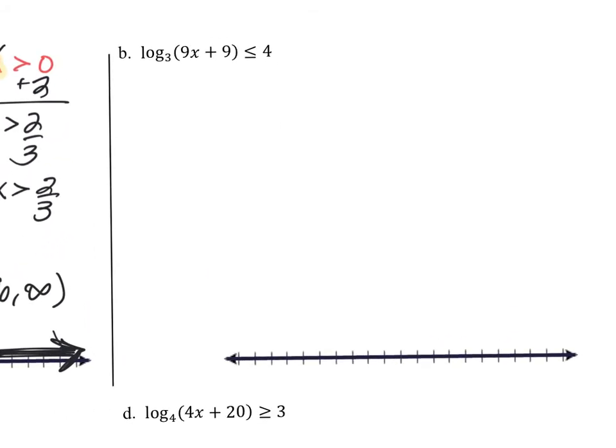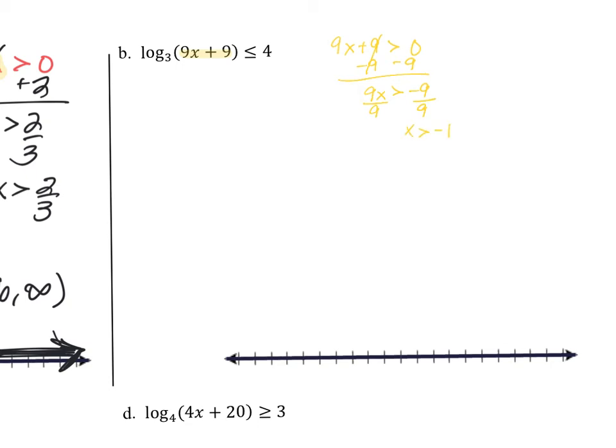If I have log base 3 of 9x plus 9 is less than or equal to 4. Well, let's do the inside first. We know that the inside cannot be less than 0. So I have 9x plus 9 has to be greater than 0. Subtract 9. 9x is greater than negative 9. So x automatically has to be greater than negative 1. Okay, no ifs, ands, or buts.